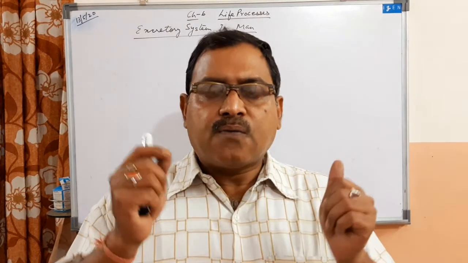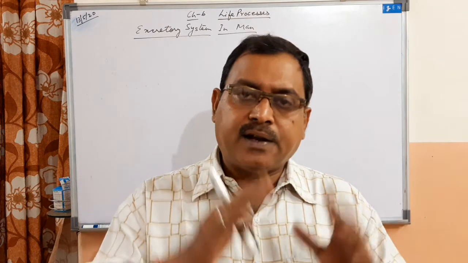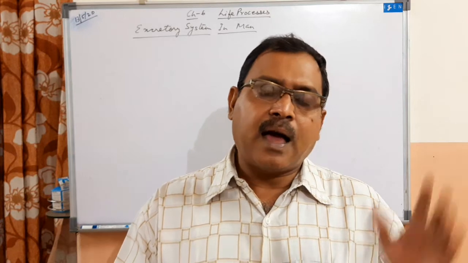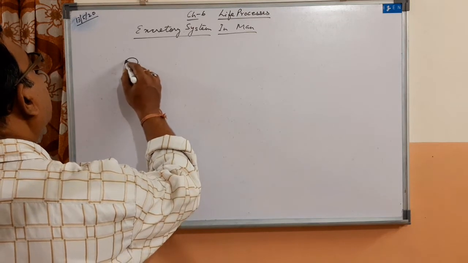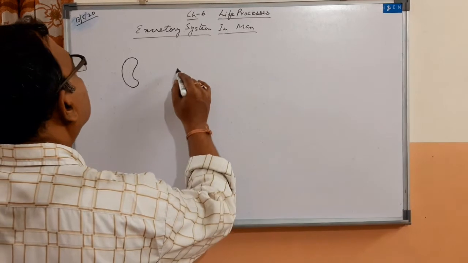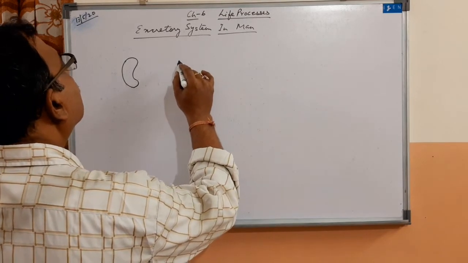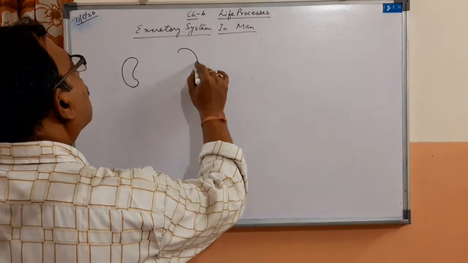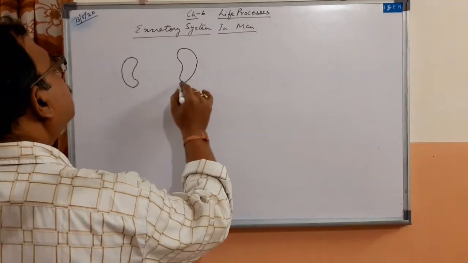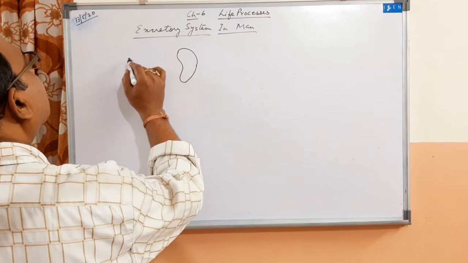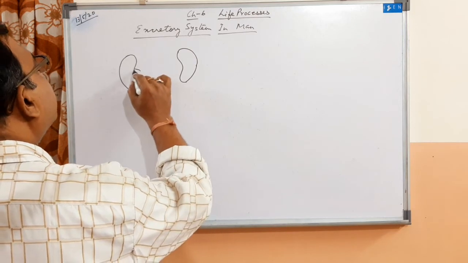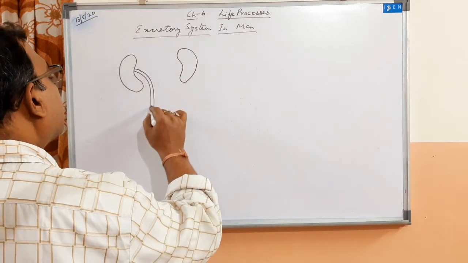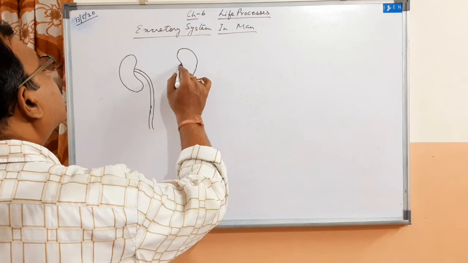Clear? So, first of all, you should draw the diagram of this human excretory system. I am drawing a very simple diagram, and you should also draw the same. So these are the two kidneys. From here, two ureters will come out.